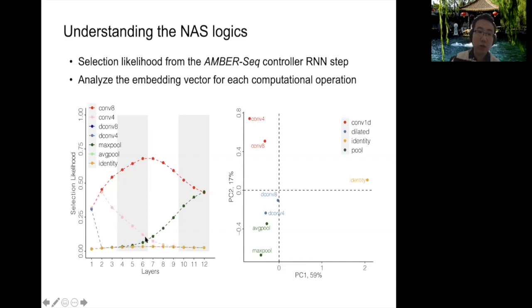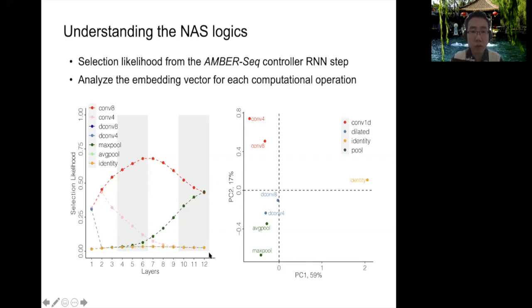Another interesting observation is that after layer 7, the likelihood of selecting max pooling starts to increase. We think this is because after extensive use of convolutional operations in the earlier or bottom layers of this network, we have already learned and extracted useful information from the raw genomic sequences. So the controller RNN tends to use max pooling to both regularize the model complexity and also act as a feature selection so that we can have a better performance at the output level.